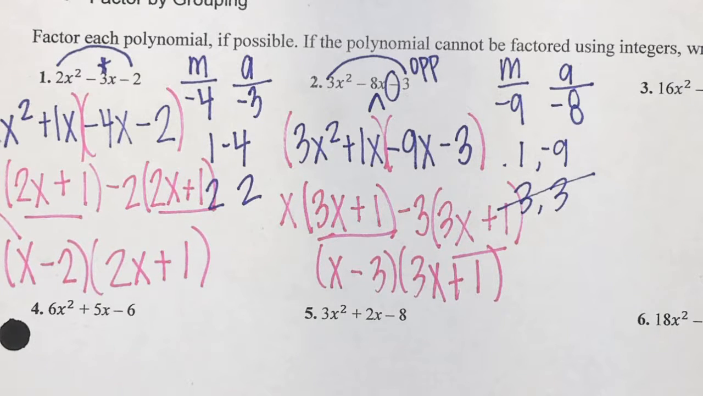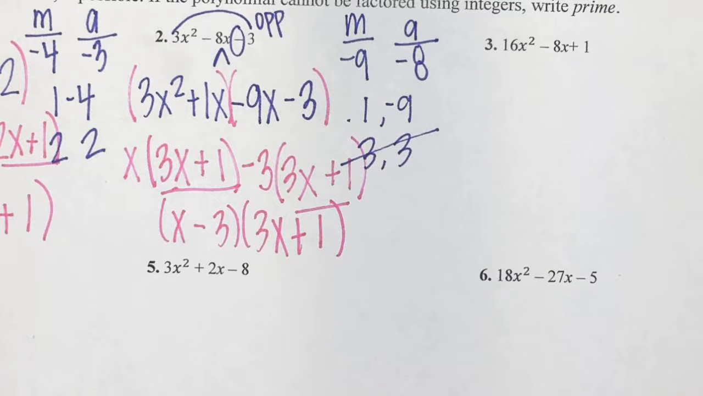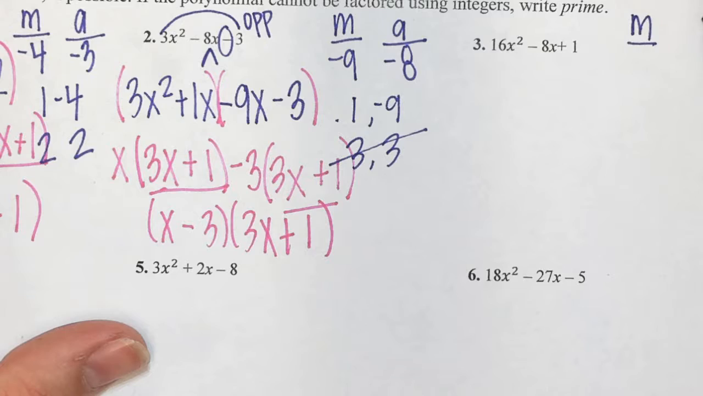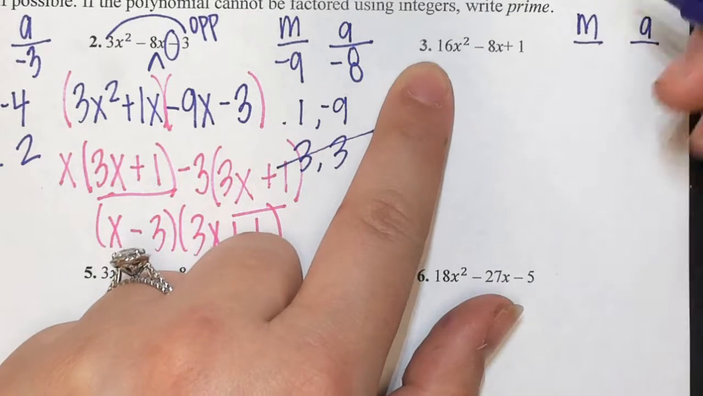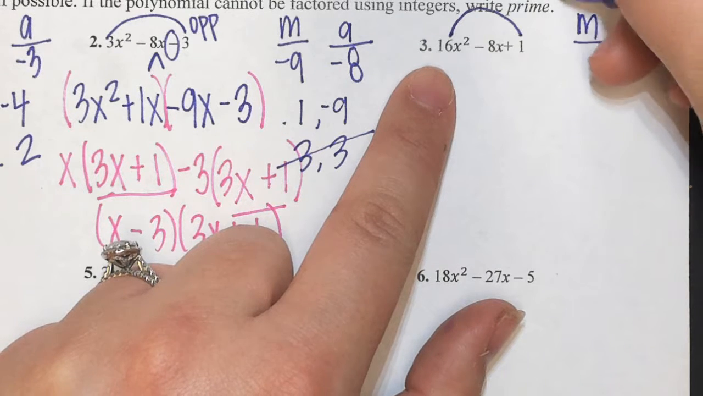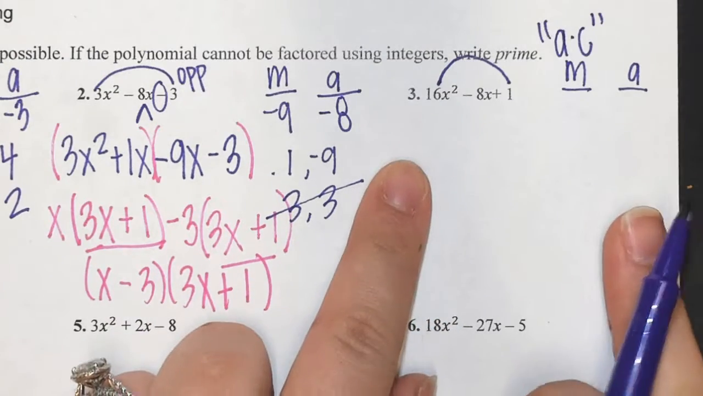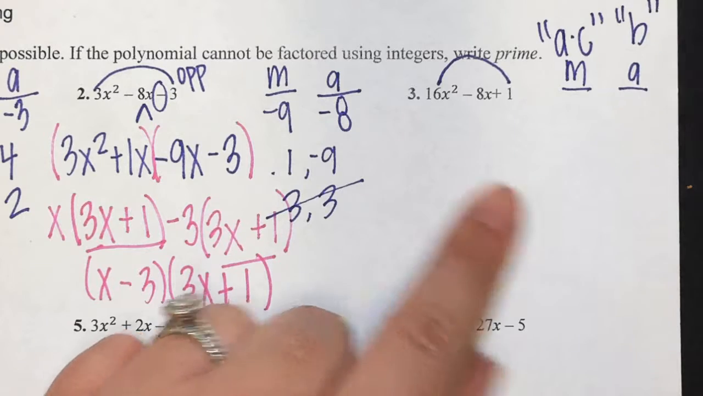All right, let's do one more together. One more, and then I'm going to let you do 4, 5, and 6 for homework. Okay, so let's go ahead and write your M and your A. What you put under your M is A times C. You can write A times C; that's what goes under M. And then what goes under A is just your B.